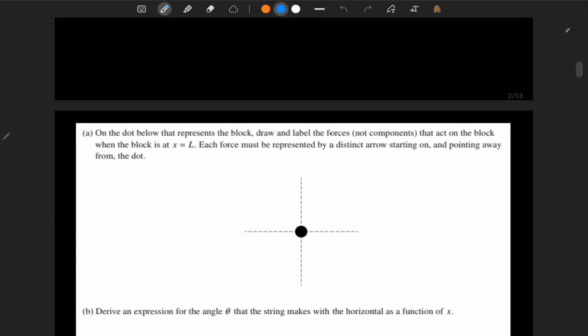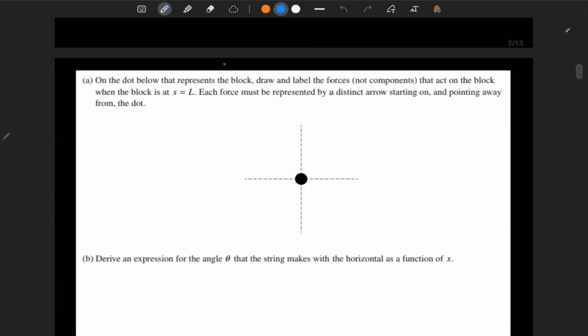Moving on to question A. On the dot below that represents the block, draw and label the forces, not components, that act on the block when the block is at x equals L. Each force must be represented by a distinct arrow starting on and pointing away from the dot.